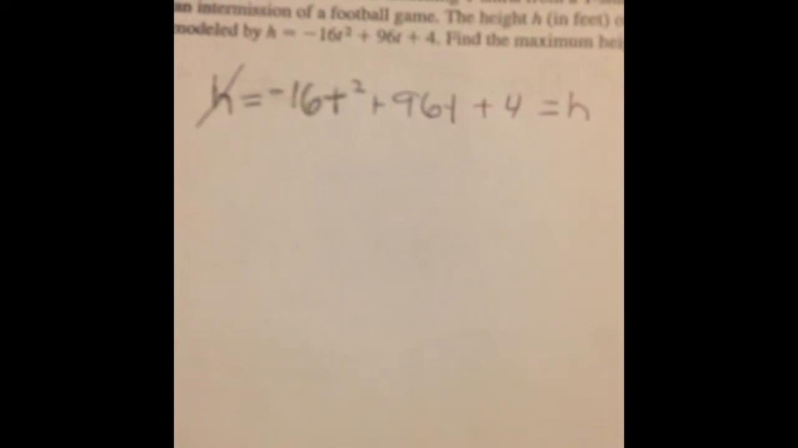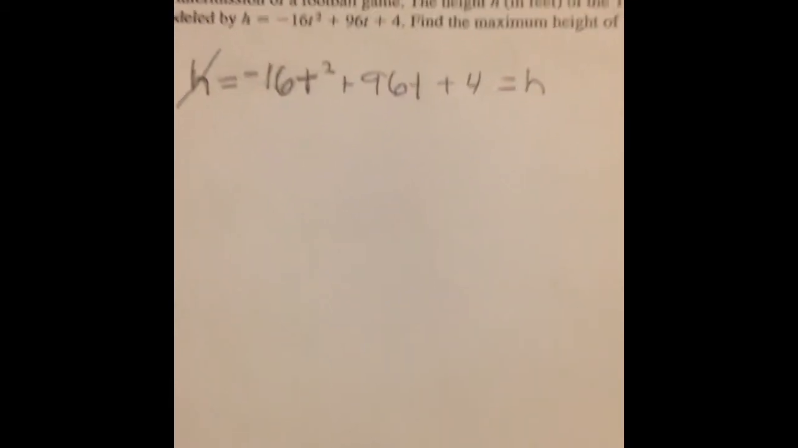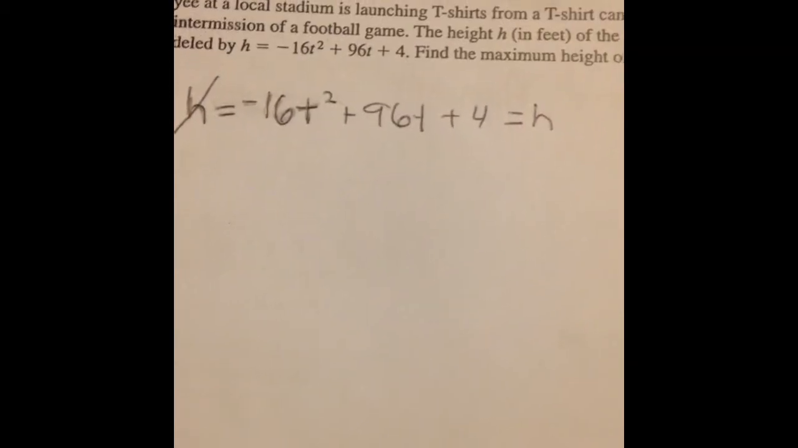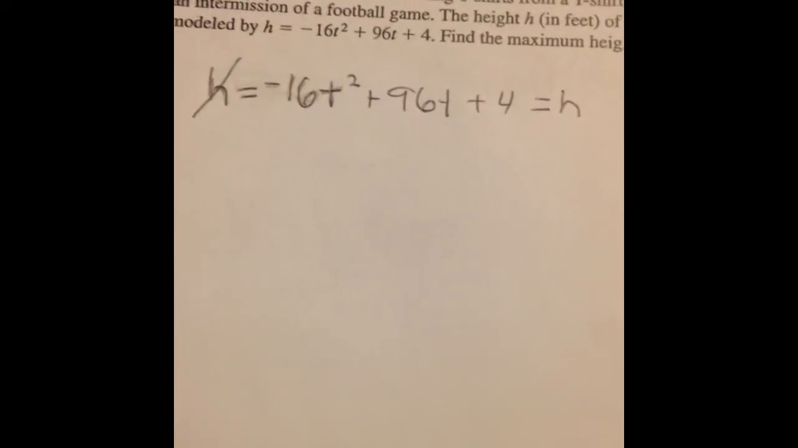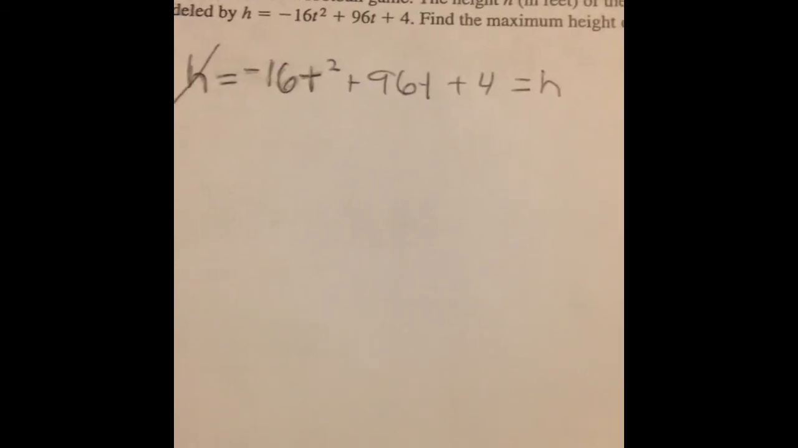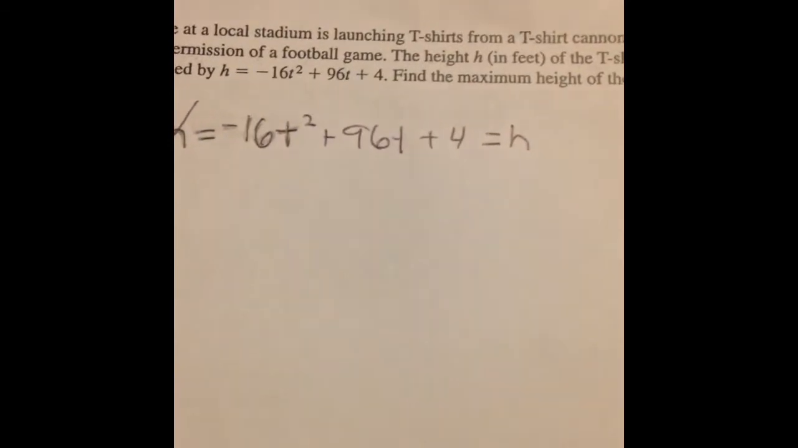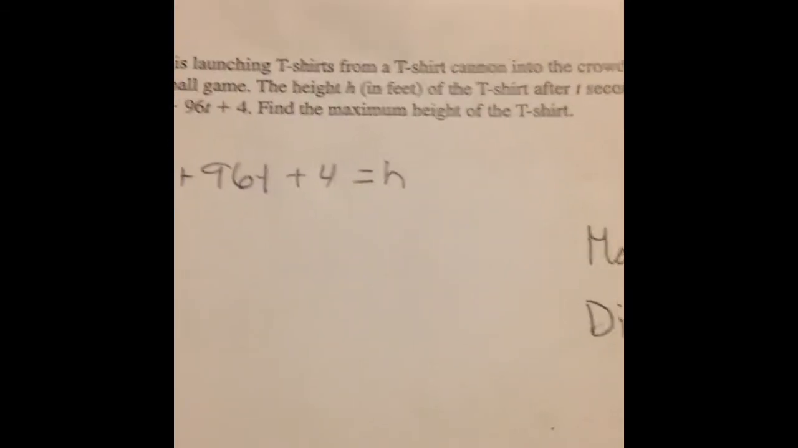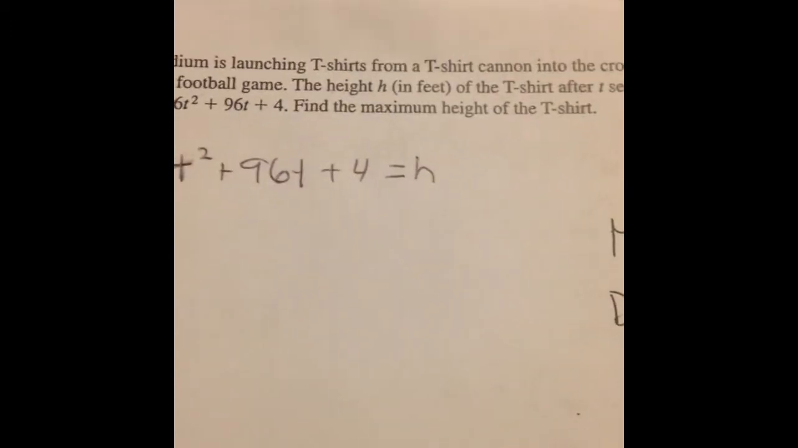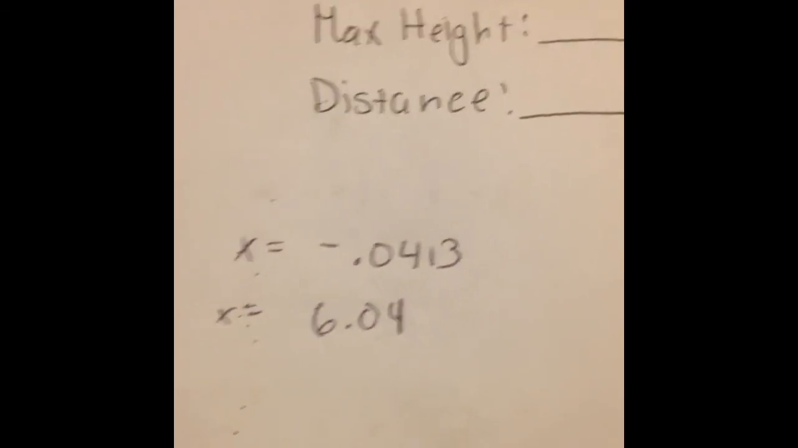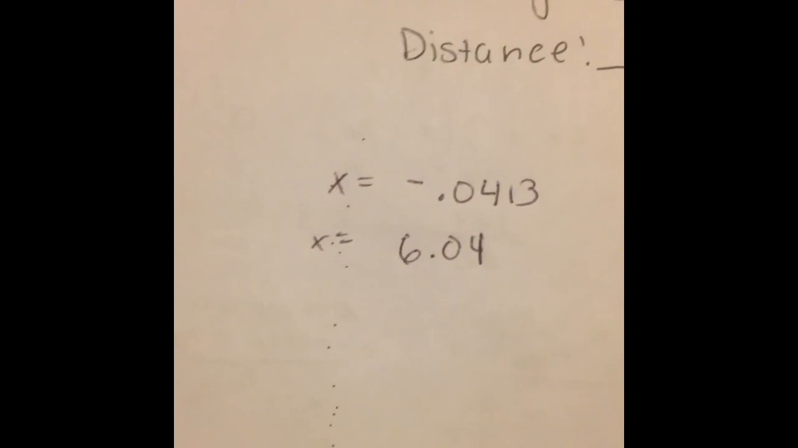First, what we're going to do is take our equation that's already in standard form and put it into our y equals on our graphing calculator. After we've done that, we'll repeat the steps we have done, which is hit graph, make sure you see your full parabola, and then hit second trace, go down to 0, and then hit enter, and then do your left bound and right bound, and do the same thing for right bound. You will then get x equals negative 0.0413 and x equals 6.04.